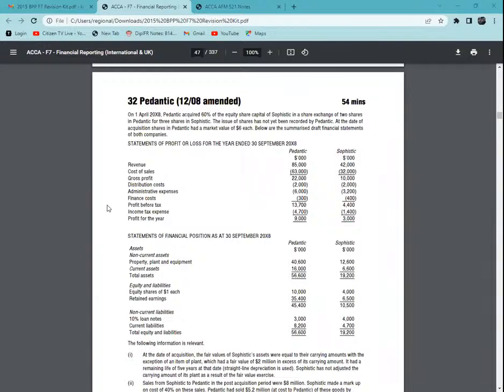Great. So ladies and gentlemen, here we are. So for current assets, what do I do? I'll take 16 plus 6,600.